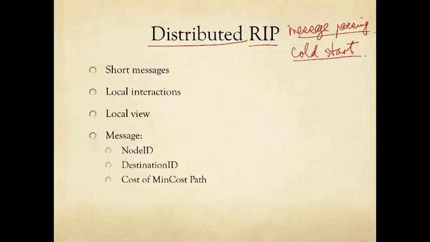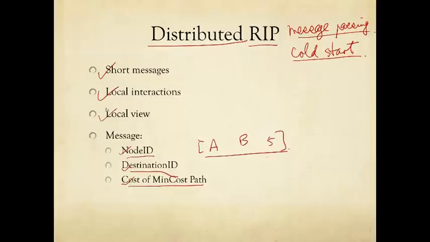Now the good thing about these messages is that A, they are short. How short? There are basically 3 fields for each message. Node ID, who am I? Destination ID, which destination are we talking about? And the cost of the min cost path. Okay, so maybe I'm A, I can get to B with 5 units of cost. That would be one message. And you send this message to your next door neighbors, those that you have an egress link pointing to. So this is only local interaction of the messages. No need for broadcast to the rest of the world.